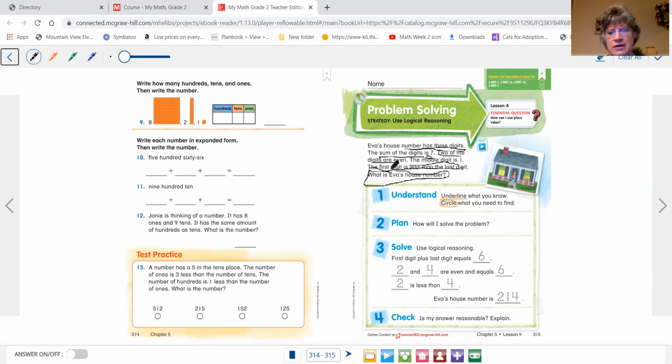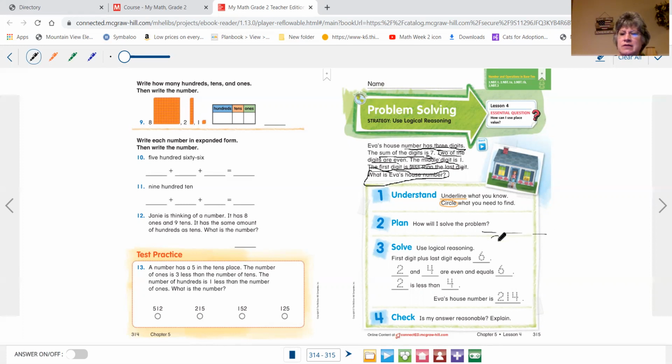All right, so let's look at it together. It says, how will I solve this problem? We have to plan. Anytime you have a problem like this, the only way you can solve it is to take it one step at a time. Just like we've talked about before, look at one sentence at a time. So our first sentence tells us, right, that Eva's house number has 3 digits. So I'm going to go over here to my workspace on the side. It may not let me. Let's see. Okay, that's okay. We'll put it here. There's our hundreds, tens, ones, okay?